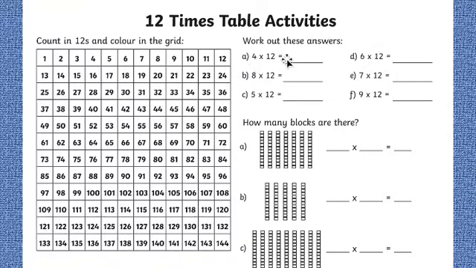Okay, 4 times 12 we can do by counting down. 1, 2, 3, 4 is 48. 8 times 12, 1, 2, 3, 4, 5, 6, 7, 8 is 96. 5 times 12, 1, 2, 3, 4, 5 is 60. 6 times 12, 72. 7 times 12, 84. And 9 times 12, 108.